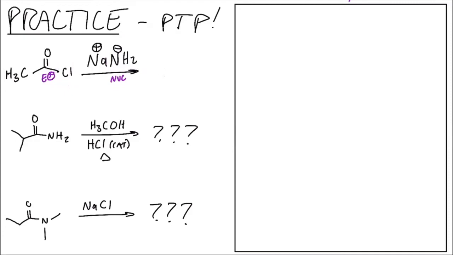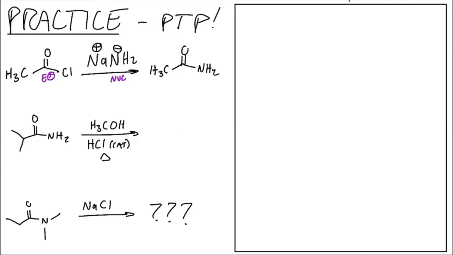So it's going to go, and that means we're going to have this chloride replaced with an NH2 group instead. So this wasn't a reaction of an amide, but it's a reaction that formed an amide. So this is like an amide synthesis reaction. How'd that go? Did you get it right? Let's try this next one.